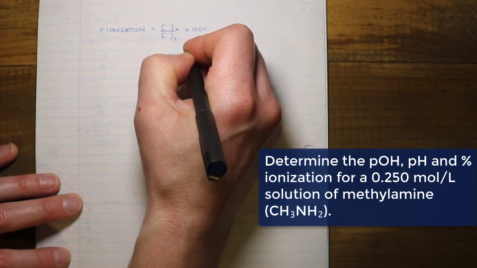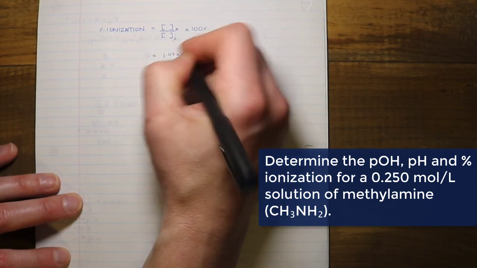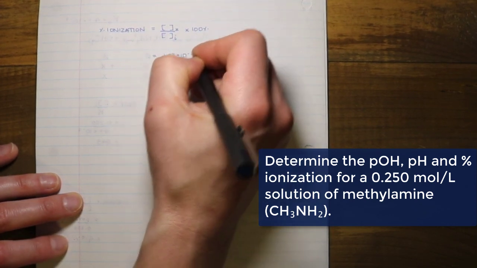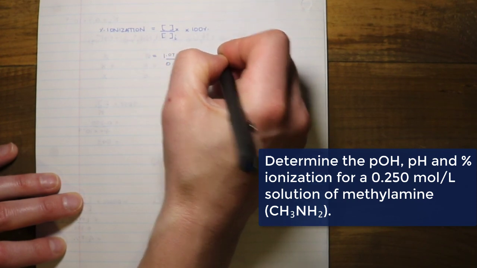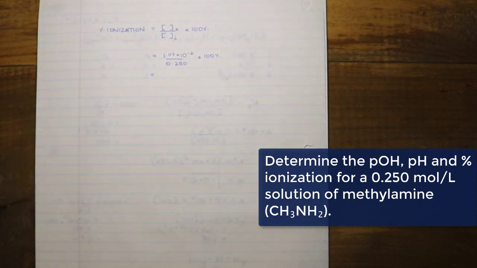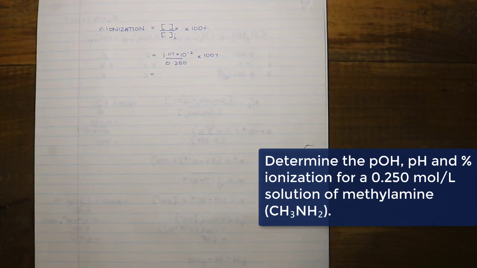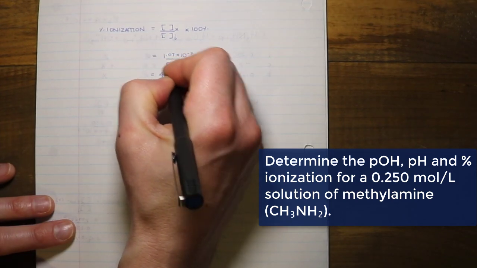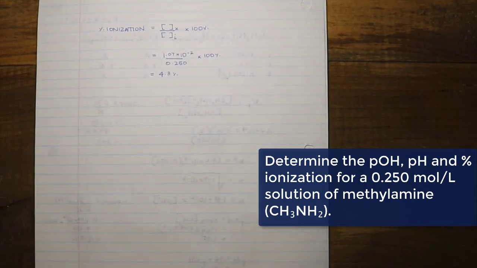So in this case, our X value we determined to be 1.07 times 10 to the negative 2, keeping in mind that that was two significant figures, over the concentration initially of 0.250, we are going to express this as a percentage. And in doing so, we're going to get a value at least to the appropriate number of significant figures of 4.3%. So what that ultimately tells us is that in this particular solution, under these particular conditions, 4.3% of the original base concentration is going to ionize to produce hydroxide ions.